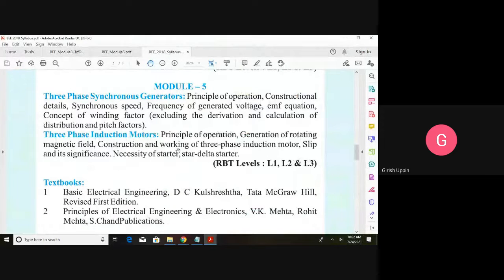In this session, we are going to look into module 5, where we study the three-phase synchronous generator, which is also called an AC generator. And we are going to look into the three-phase induction motor. Basically, these are the AC generator, also called synchronous generator or alternator, and this is an AC motor, which is called a three-phase induction motor.